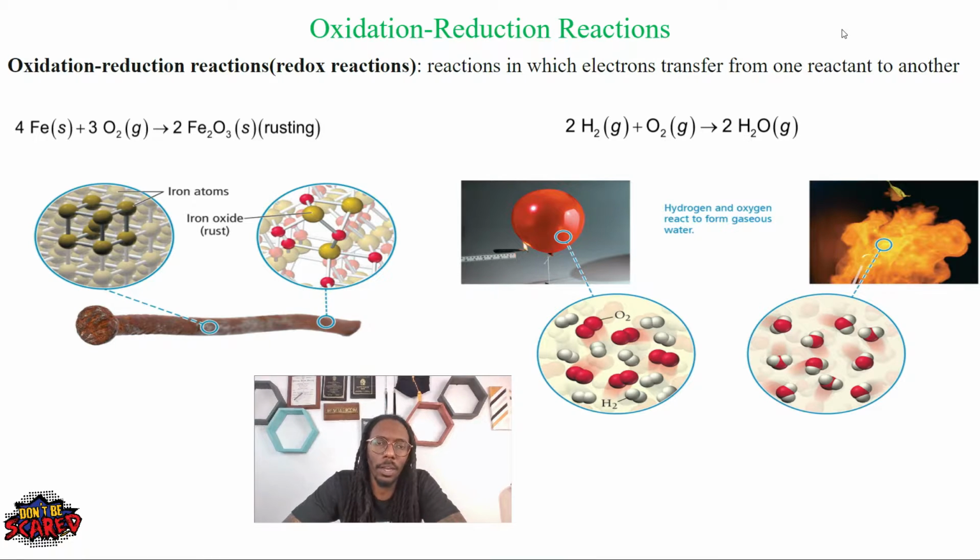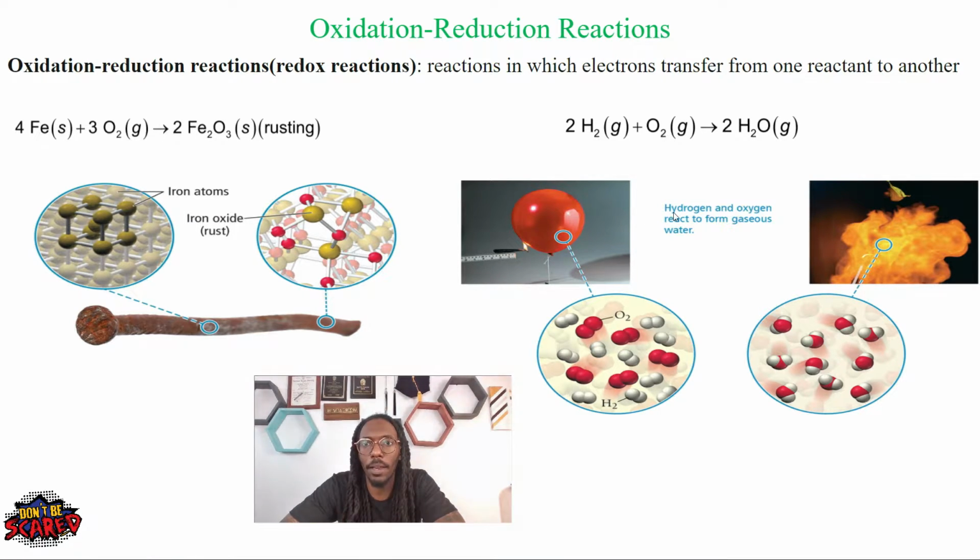When we think about it, there are a couple of reactions we've probably seen before, like iron reacting with oxygen to form iron oxide, or rust. This is an example of oxidation reduction occurring, a redox reaction. It's occurring because a transfer of electrons is taking place from our iron and oxygen to form our new compound.